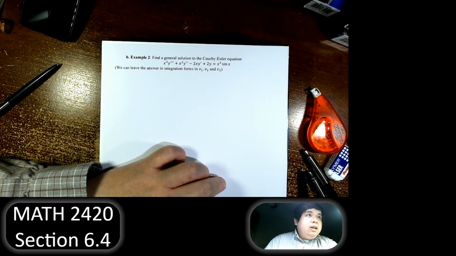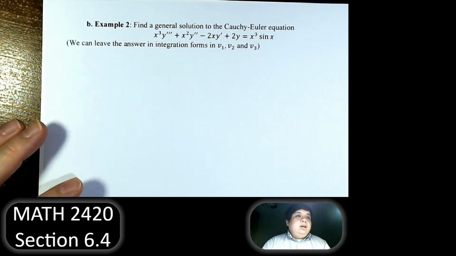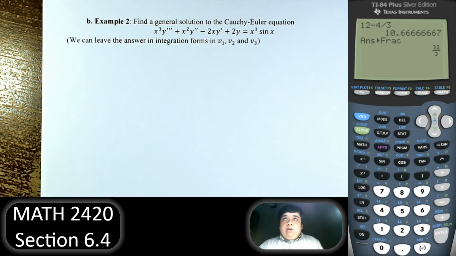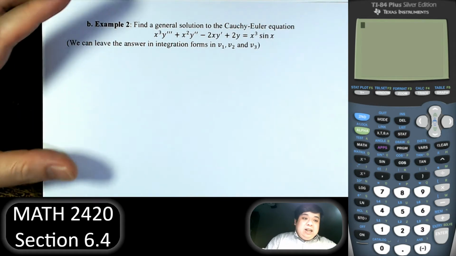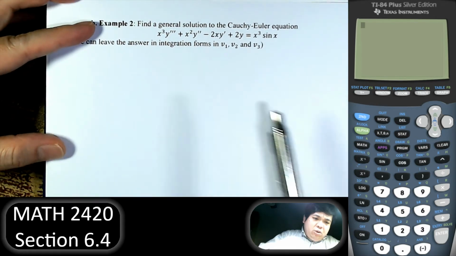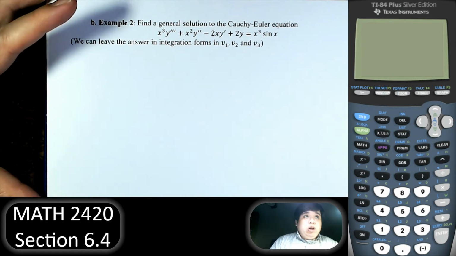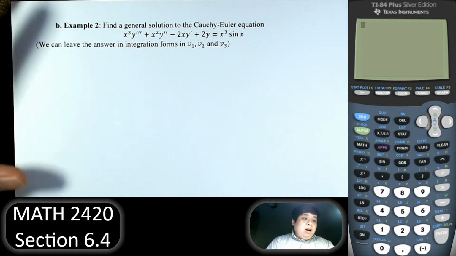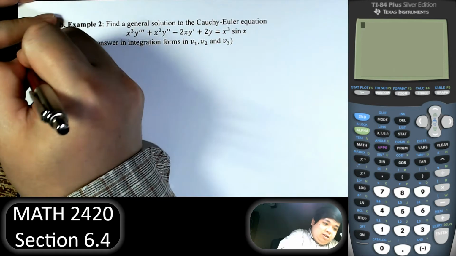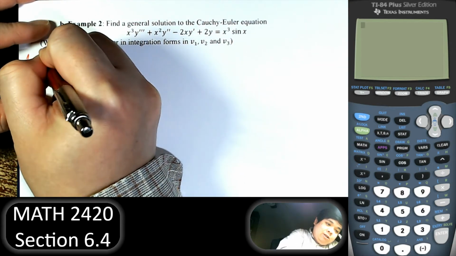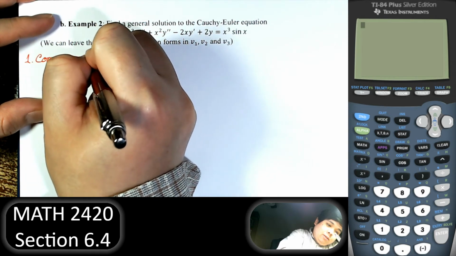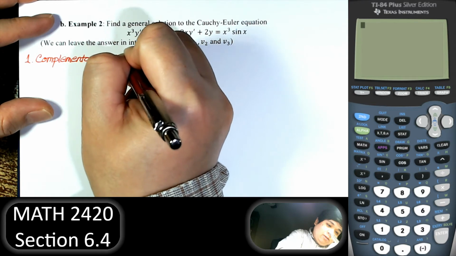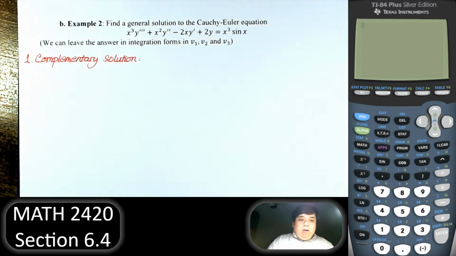Next, we will look at the Cauchy-Euler equation. Yeah, I'm not sure how far we can get from this because this will be very long. So this is the Cauchy-Euler equation. The first part, of course, we look at complementary solution. Right, this is the Cauchy-Euler equation.